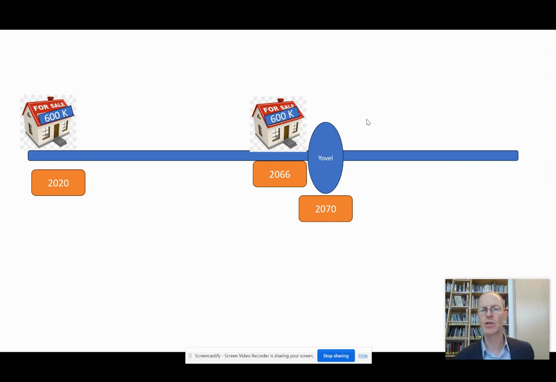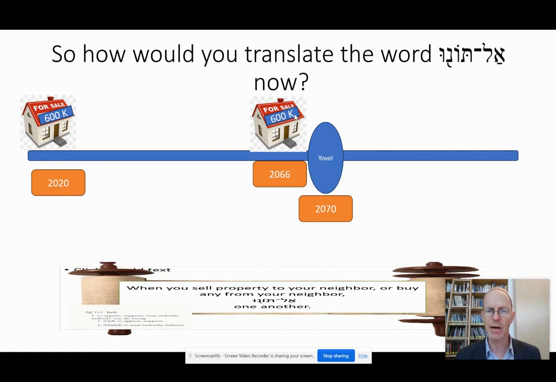Right, it comes back to you because of the Yovel year. So is it right to sell that house for $600,000? Some people in class were saying, yeah, if the buyer is willing to buy it for that, that's fine. But if you didn't tell that buyer that the Yovel year was coming, and you knew it would come back to you, in a way that is how you would be oppressing someone in buying and selling. When you have information that you're not divulging, and that allows you to make more profit than you should. And so how would you translate the word altonu now? That's question number 4.